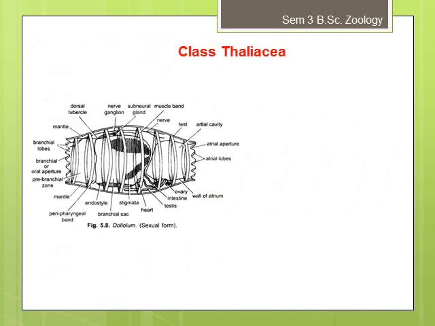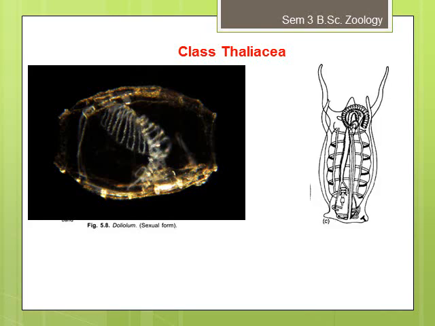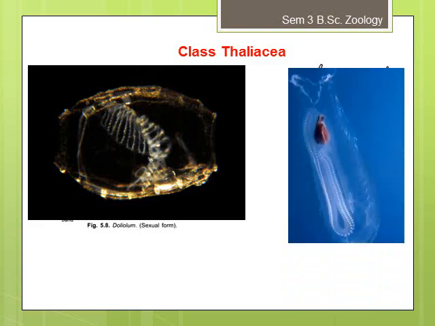This is the figure of Doliolum, and you can see the circular muscular bands present, and obviously the branchial and the atrial aperture are found on the two opposite ends. The branchial aperture represents the anterior end, and the atrial aperture the posterior end. And why the name Doliolum has come, you can even suggest. It is because of the shape of that organism. It is doll-like. That is why the name Doliolum.